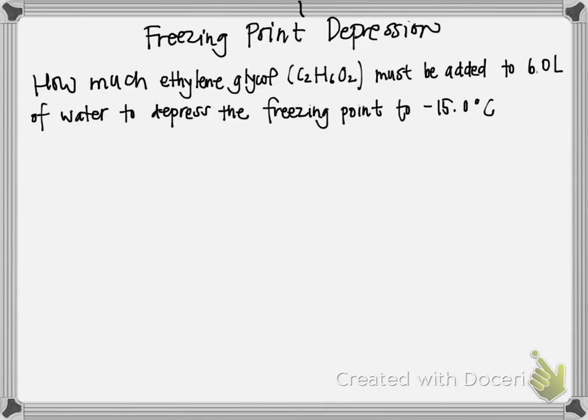So let's do a little example for freezing point depression. How much ethylene glycol, C2H6O2, must be added to 6 liters of water to depress the freezing point to negative 15 degrees Celsius? So, our first step would be to calculate the molality.